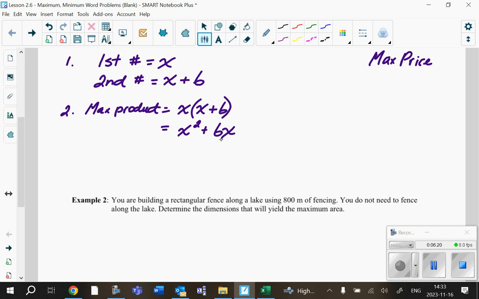And what's the value of a? What's the value of b? 6. What's the value of c? There is no c, so its value is 0. And besides, we don't use c in our calculations, do we? Okay. The important ones are these two. So now what we want to do is find the vertex. So we want to find the x value at the vertex.